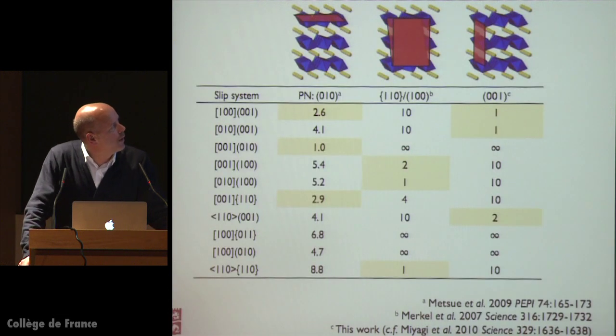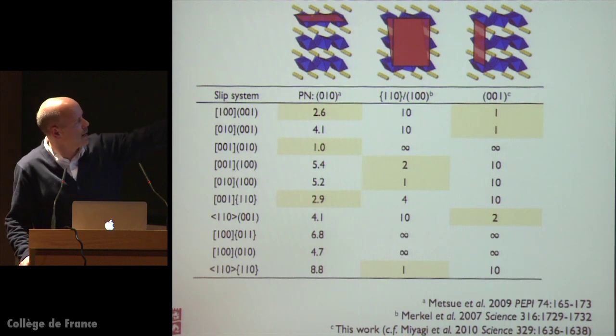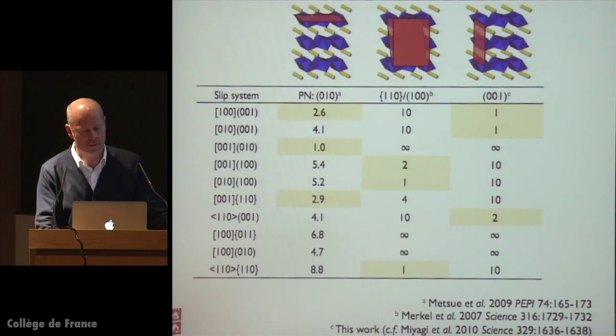Then we consider the 3 reported slip systems. One is 010 as a dominant slip system. The other is 100. And the final one is 001. And these are the different slip system activation energies that are plotted there. Infinity just means that it can't be activated.